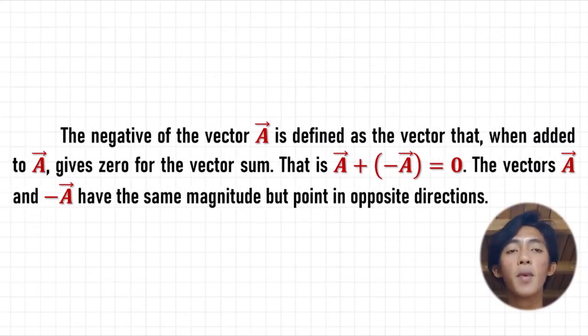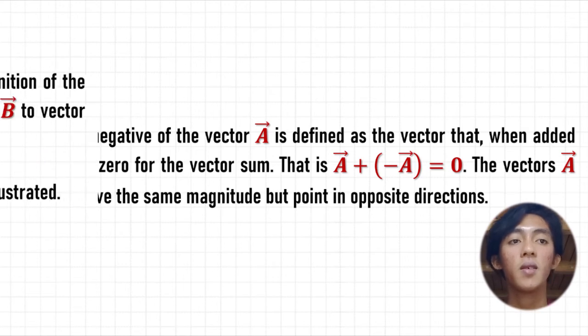Next, we discuss the negative of a vector. The negative of vector A is defined as the vector that when added to vector A gives 0 for the vector sum. That is, vector A plus negative vector A is equal to 0. The vectors A and negative A have the same magnitude but point in opposite directions.